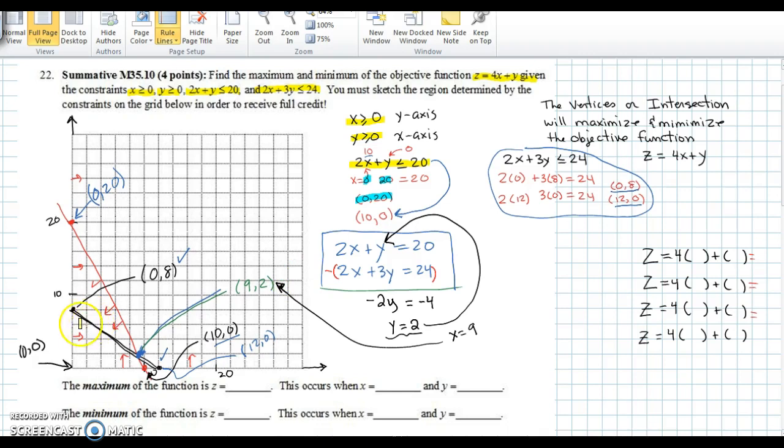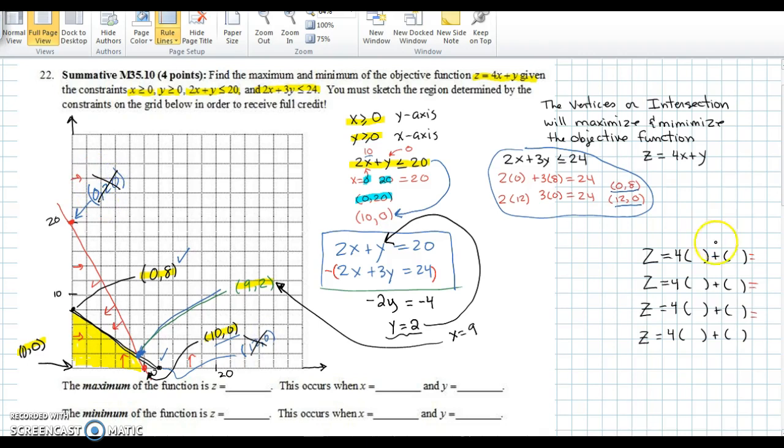The area we want is inside everything, so it has to be below the black line and inside the red line. So we're looking at 0, 0, 0, 8, 9, 2, and 10, 0. These vertices can be ignored because they're not in the feasible region.